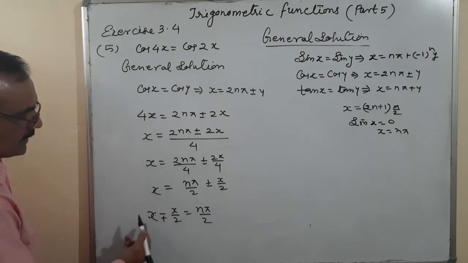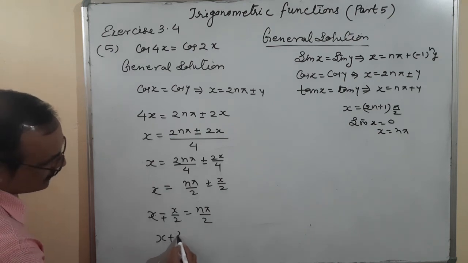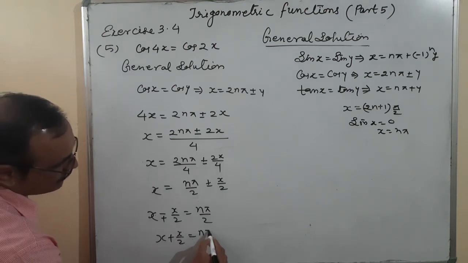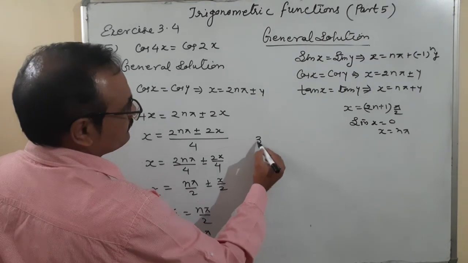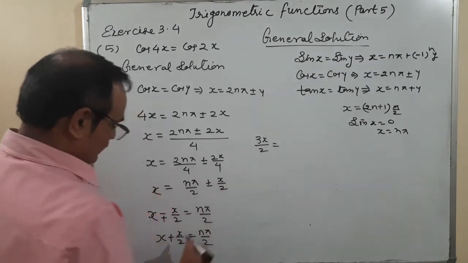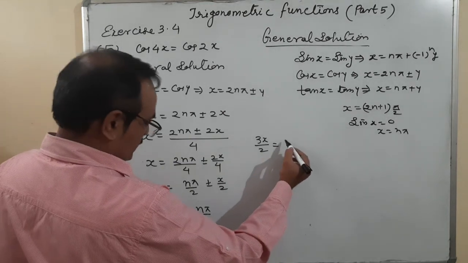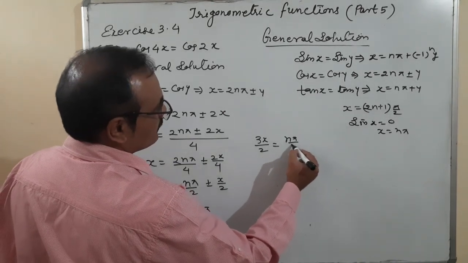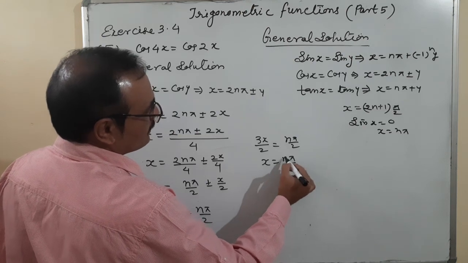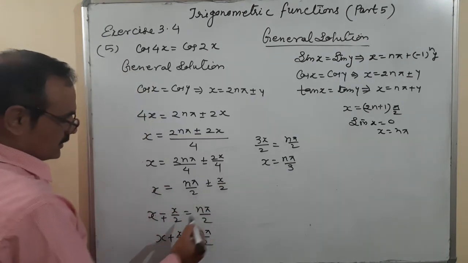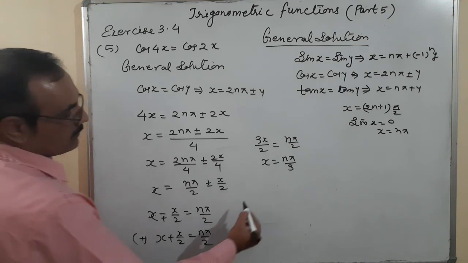Once I take plus sign or minus sign, whatever. So taking plus sign, x plus x by 2 is equal to n pi by 2. 2x or 3x by 2. 3x by 2 is equal to n pi by 2. 2 cancels, x is equal to n pi by 3. Okay. This is for the plus. Now for the minus sign.